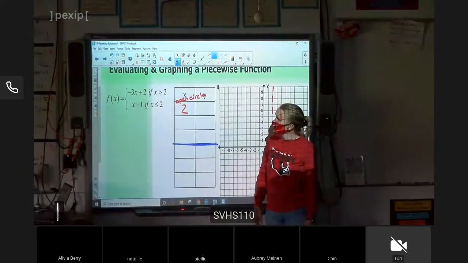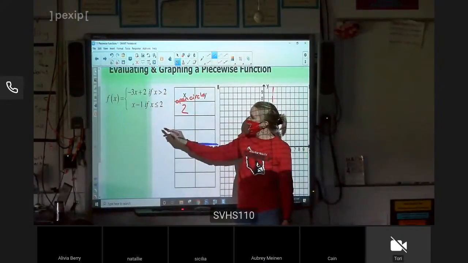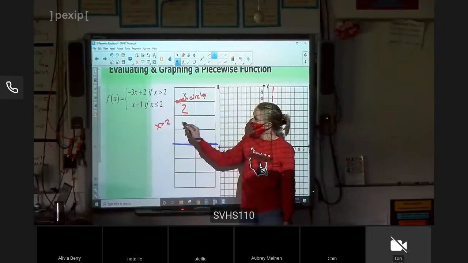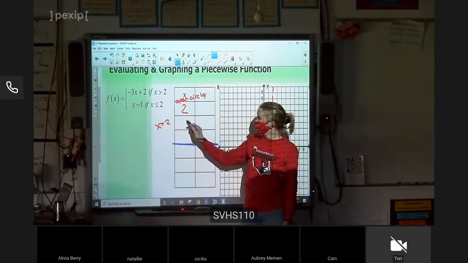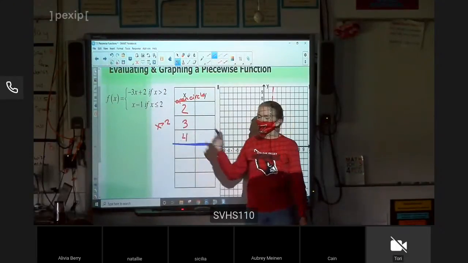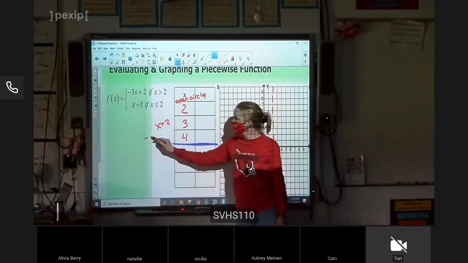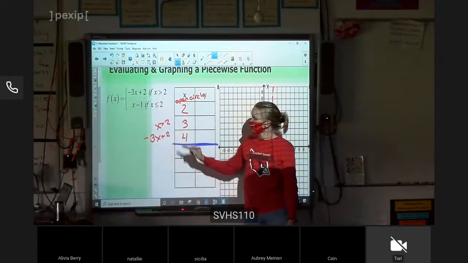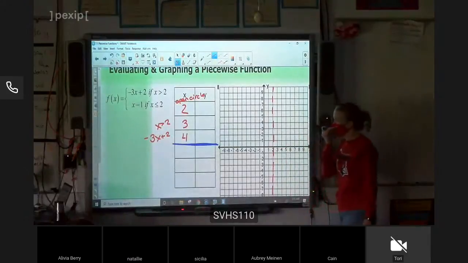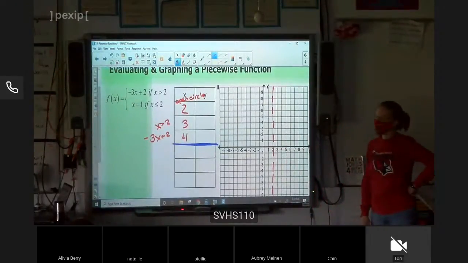So if I'm going to use an open circle, I want x to be greater than 2, so that means I should use numbers that are 2 or bigger. So 3, 4. I'm going to take those, and that's going to get plugged in to the equation -3x plus 2. So I'm just going to evaluate those for the table of values.